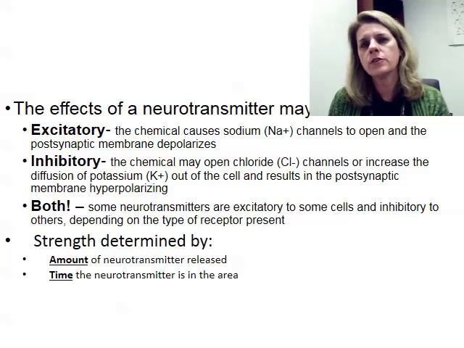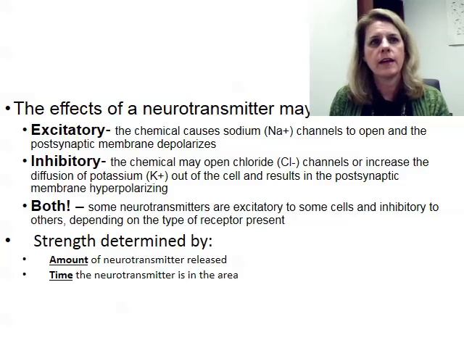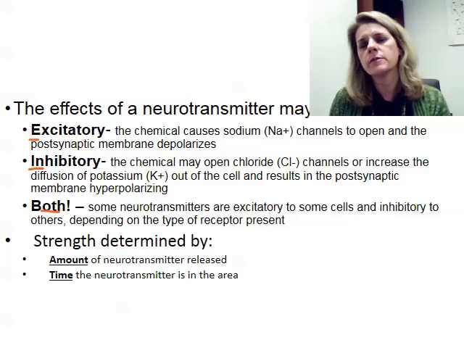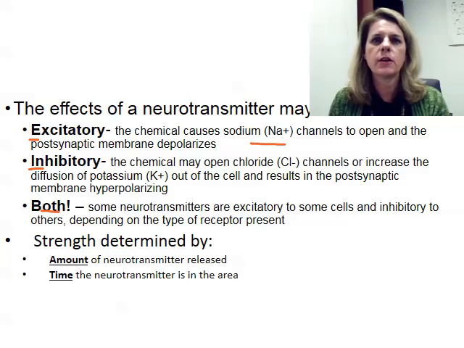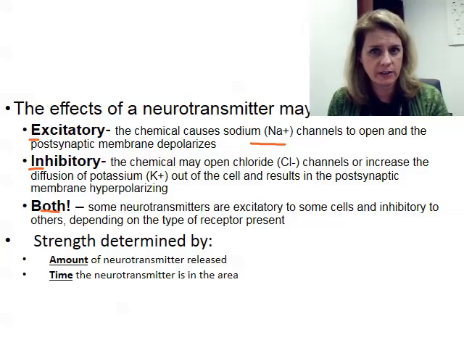So when a neurotransmitter binds to a receptor, it can do one of two things. It can excite, it can inhibit, or it can do both. If a neurotransmitter is excitatory, that means when it binds, it opens up a sodium channel, allowing for depolarization, which will be excitatory. You would get an action potential, you would get an impulse, you would get a signal.